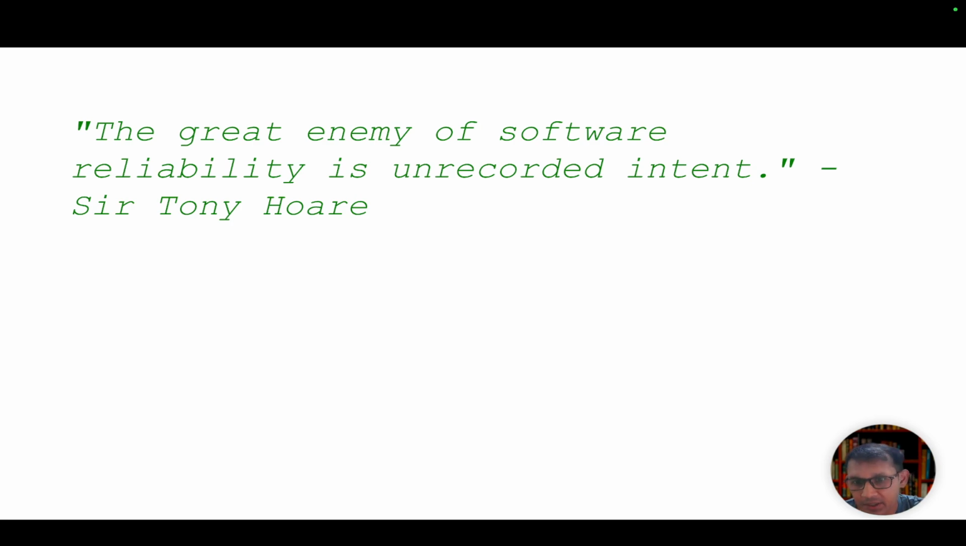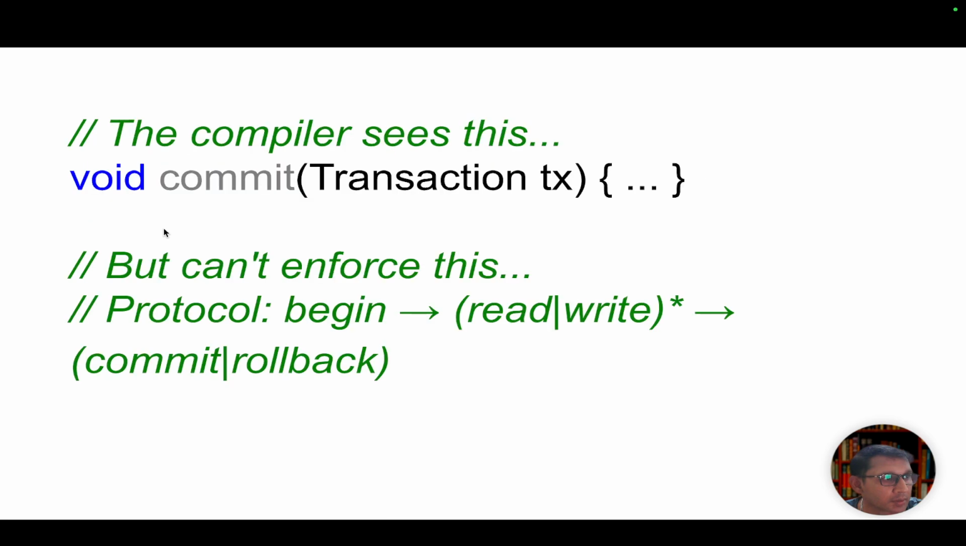So, Tony Hoare once said, the great enemy of software reliability is unrecorded intent. Most objects aren't just a bag of functions, they are state machines with rules. A database connection must be opened before you can query it. A transaction needs to be committed or rolled back. A file stream allows writes only until you close it.